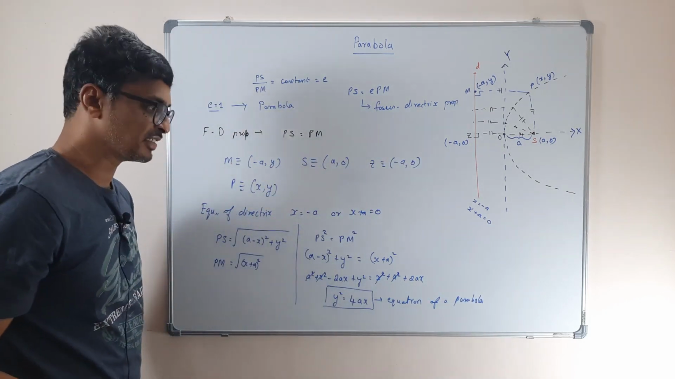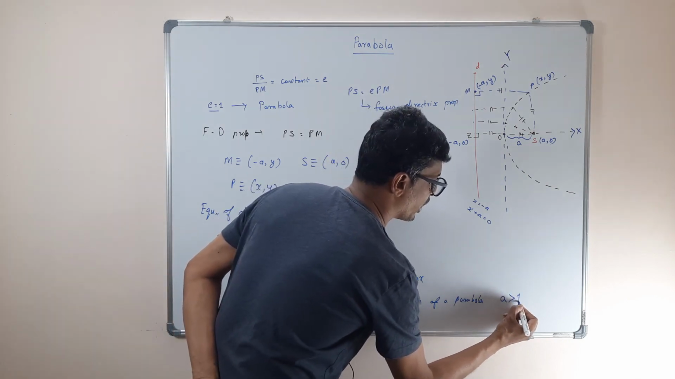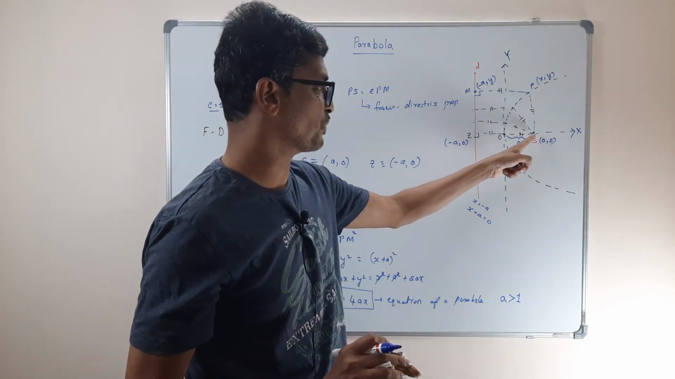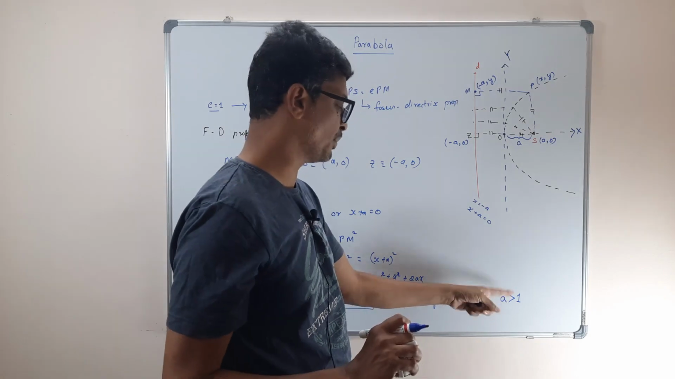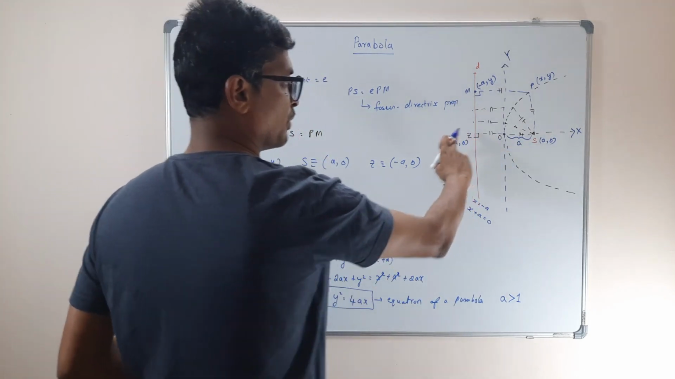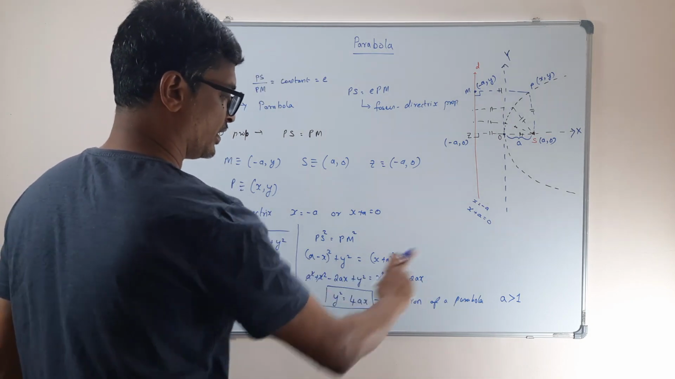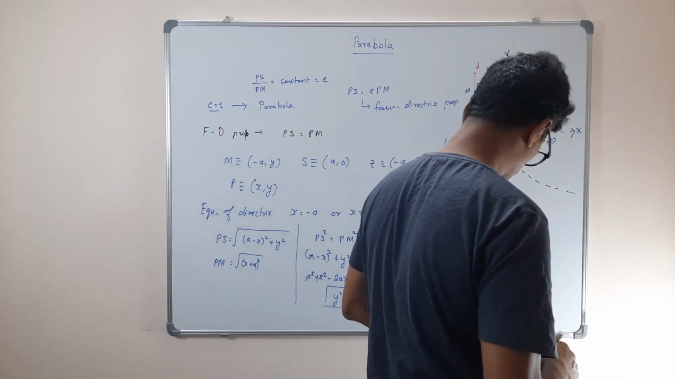One important condition is A should always be greater than 1. Is that correct? Of course, A has to be greater than 1. We are taking the A here. Okay, so when A has to be greater than 1, that's why the origin will come here. I take minus A. So this is y square equal to 4ax, and A is greater than 1. So this is the equation of a parabola.